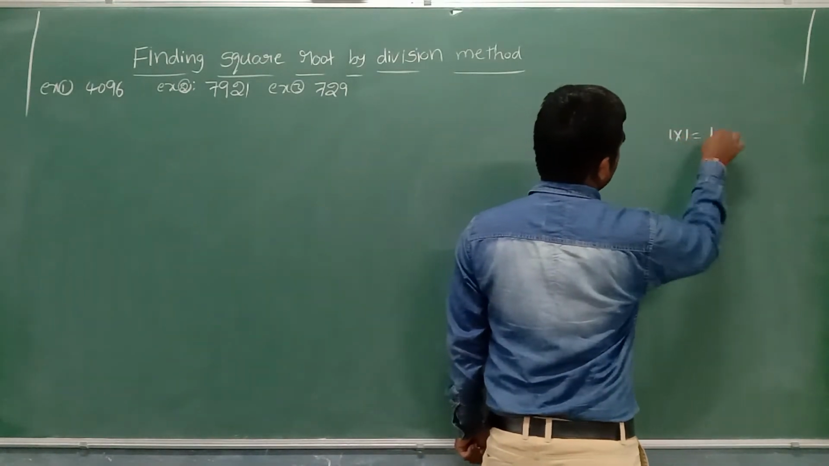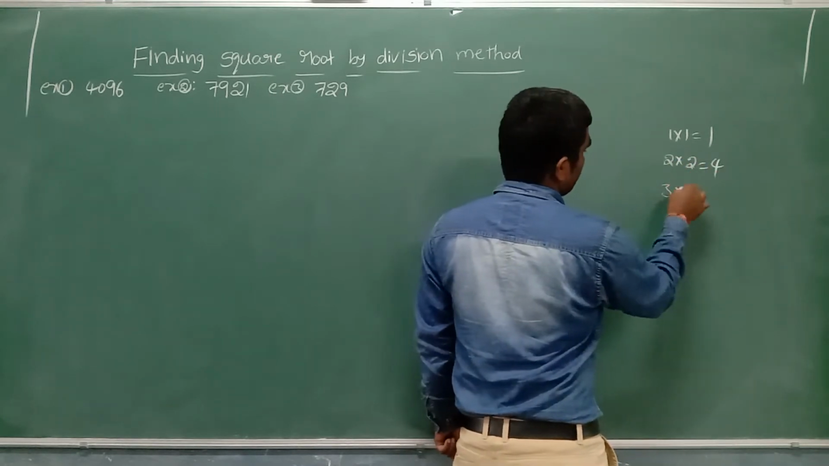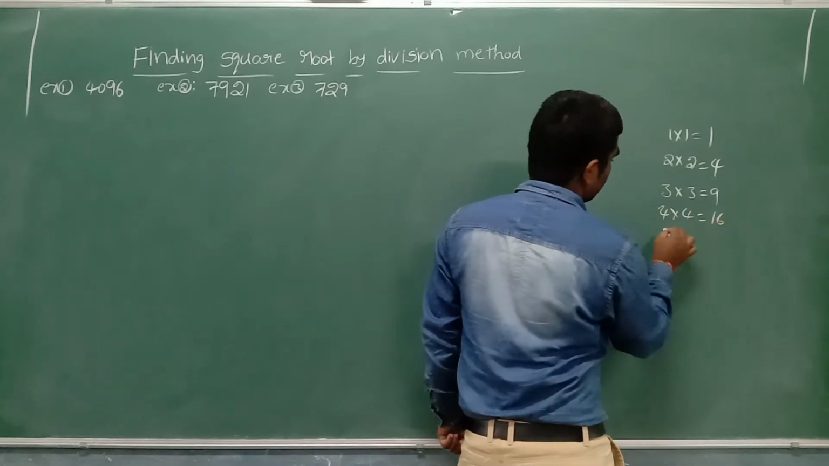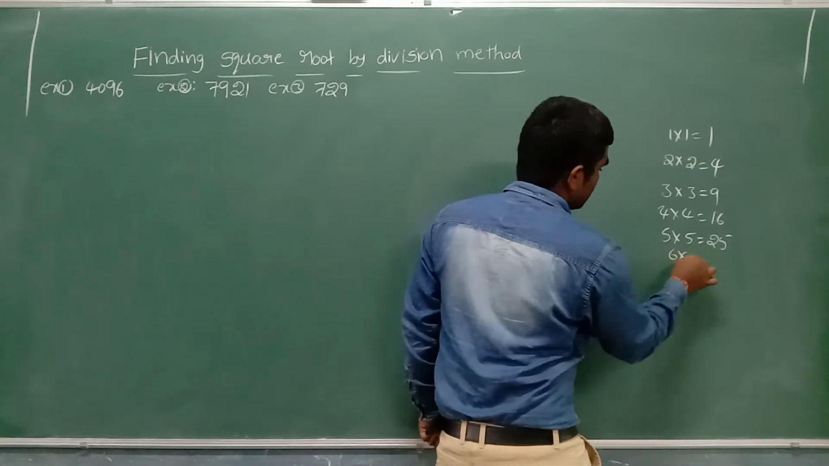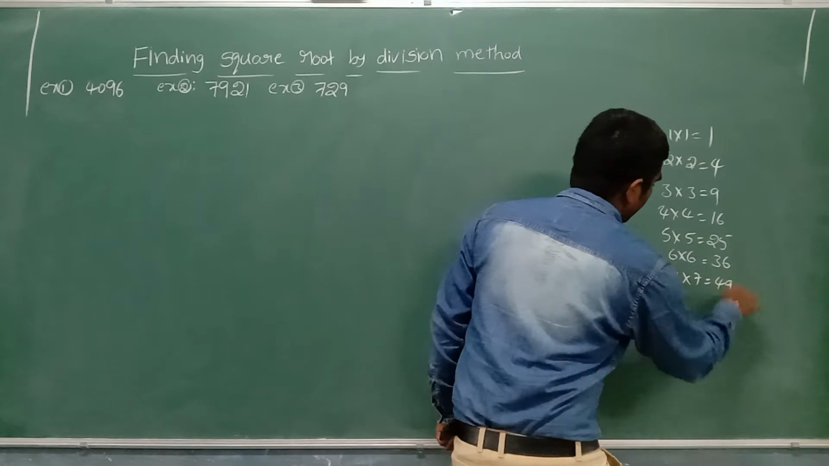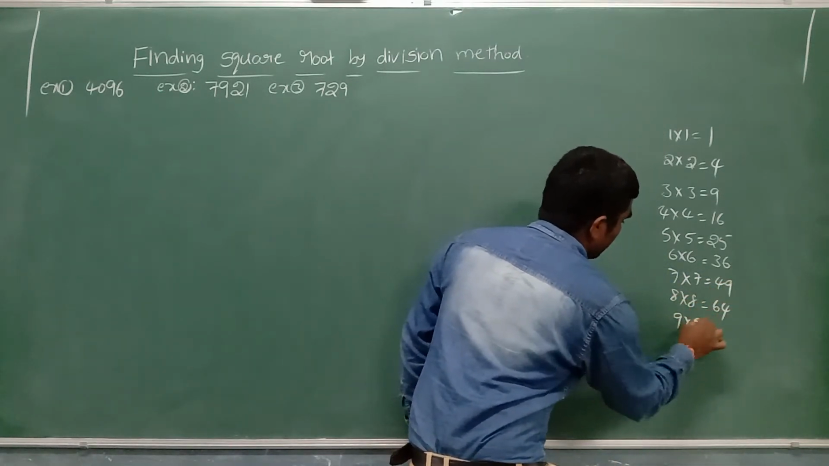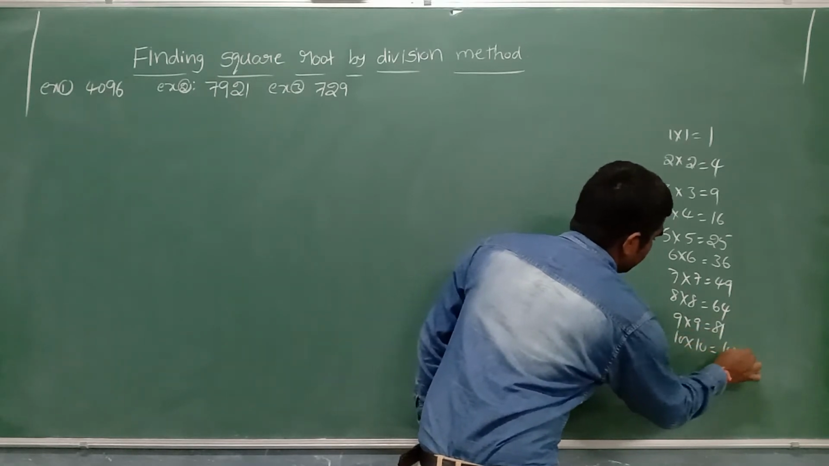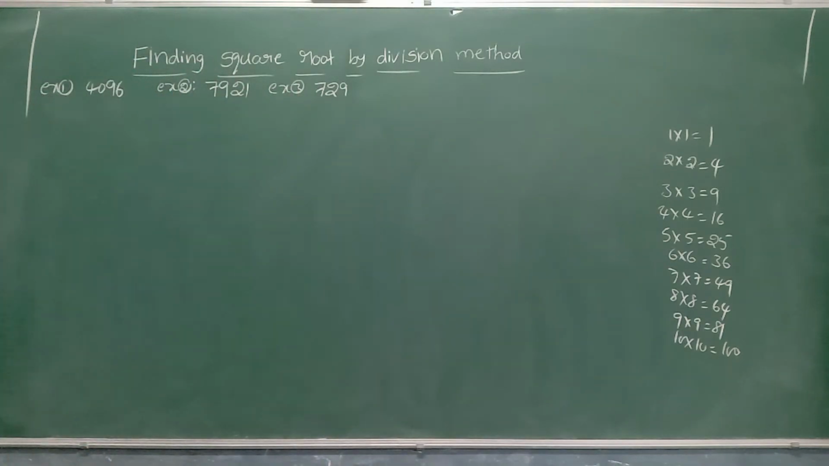We know some perfect square numbers. We write here: 2 2s are 4, 3 3s are 9, 4 4s are 16, 5 5s are 25, 6 6s are 36, 7 7s are 49, 8 8s are 64, 9 9s are 81, and 10 10s are 100. So I wrote some perfect squares. Please help us by doing this problem solving.